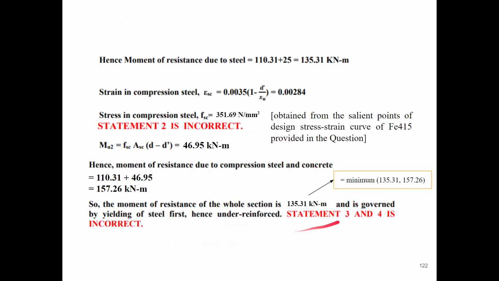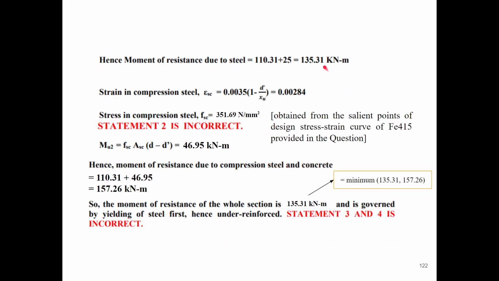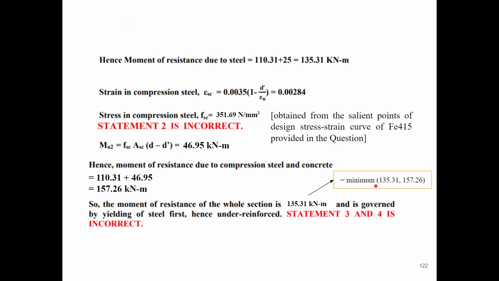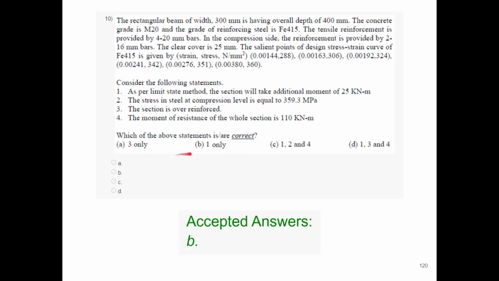Okay, and the total moment carrying capacity of the whole section will be the minimum of 135.31 and 157.26, that is 135.31 kilonewton meter. So it is not 110 kilonewton meter, which means statement 4 is also incorrect. So only 1 is correct, 2, 3, 4 are incorrect, so that is 1 only. So option B is correct, as you can see.